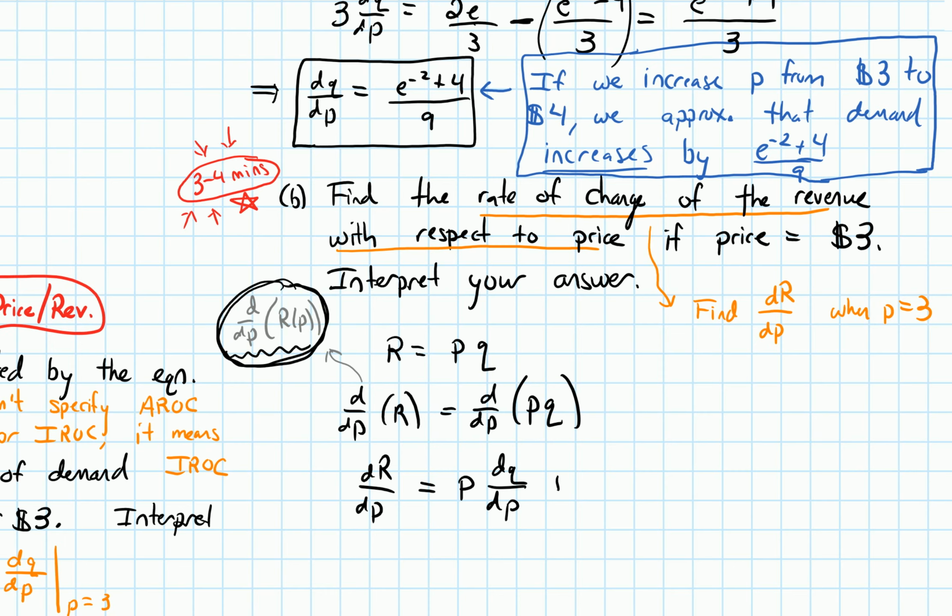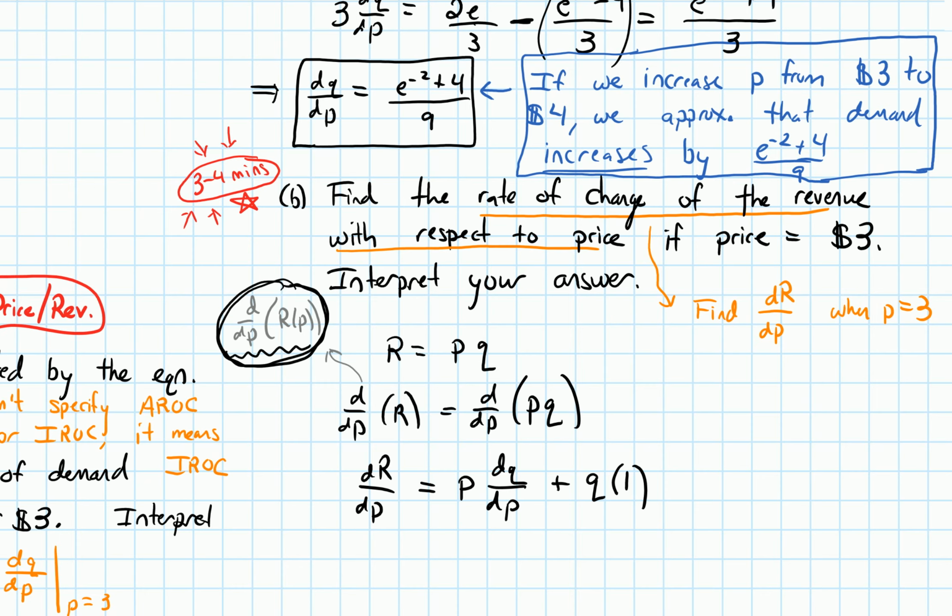Plus the second function, which is Q, times the derivative of the first, and the derivative of the first is 1. For the derivative of P, I do not need to write it in this dQ/dP or dR/dP form, because the variables are the same. The P is the same as the P on the bottom, so that means it's just an ordinary derivative. No implicit differentiation is needed for the derivative of P.